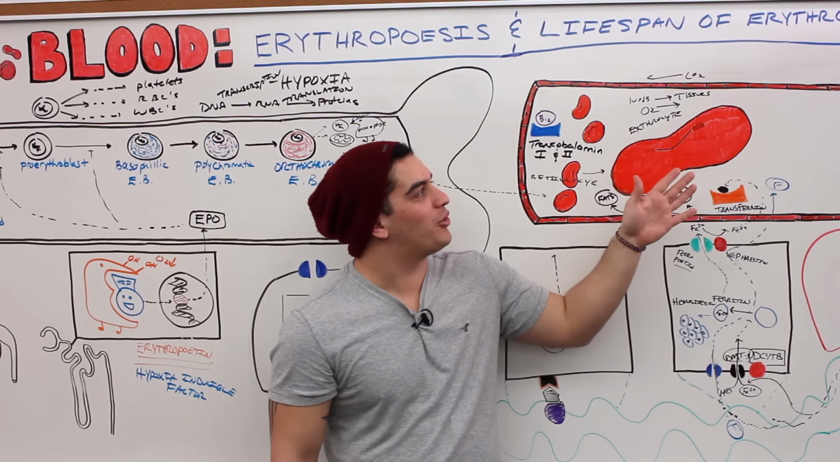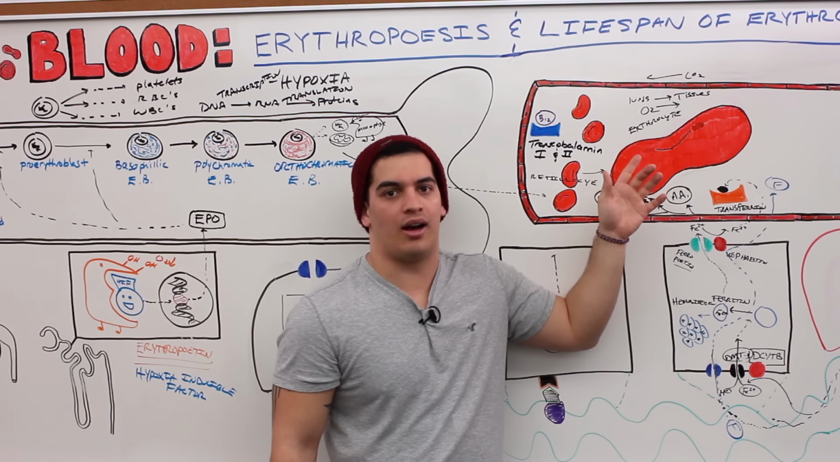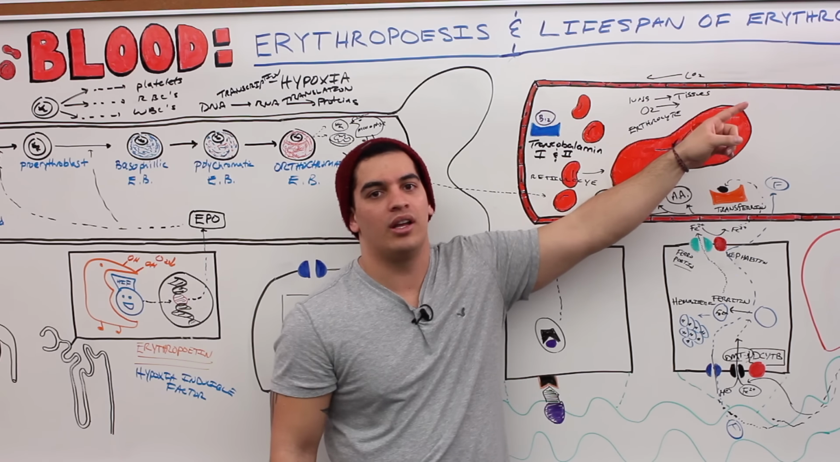All right, guys, so we finished up the erythropoietic process, and then we're going to get ready to go into the lifespan and the destructive pathway of the erythrocyte. So click up here in the right corner and watch part 2.